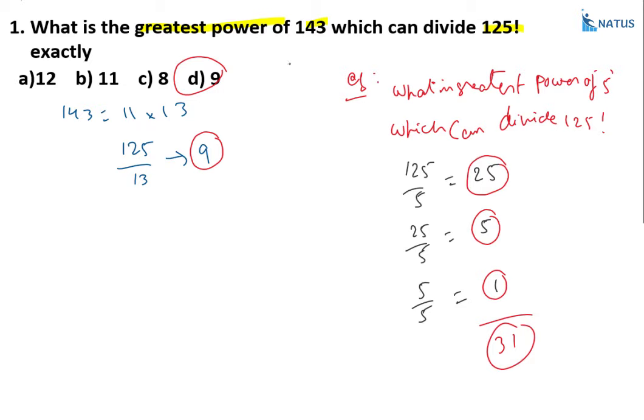But in this case, 125 divided by 13 gives a quotient of 9, which is less than the divisor, so this is the answer. Suppose this number is more than the divisor, again you will divide this quotient by this divisor till the quotient is less than the divisor, right? So what is the answer? Answer is option D.